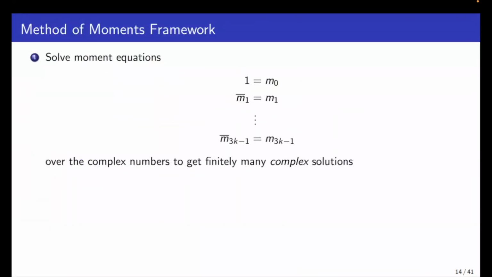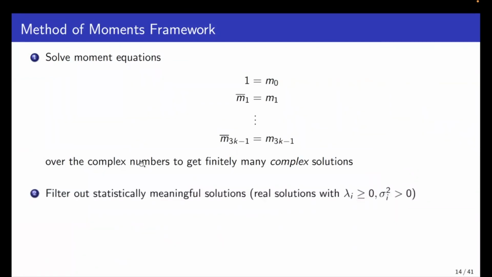Okay, so let's write this out. How we proceed with the method of moments here is we take our moment equations M0 to M3K minus 1, and we solve these moment equations over the complex numbers to get finitely many complex solutions. The reason we do this is that over the complex numbers, the number of complex solutions is generically constant. So if we find them all, then we know, essentially, there's a way that we can find them all.